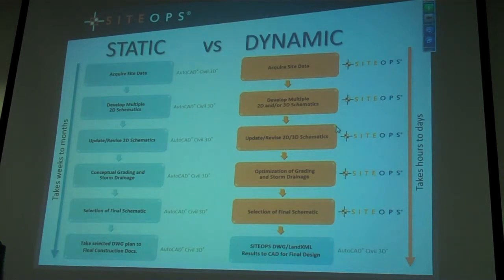Ultimately, we want to get down to a final schematic that we choose, and take the DWG to the construction documents. SITEOPS users typically go to clients with 4, 5, 6, or 10 layouts, not 1 or 2. That's a big difference between the two software packages. In CAD, you're limited by budget, time, and really just the effort you want to put into the design. In SITEOPS, you're really not limited, because you can do it in a fraction of the time you did before.